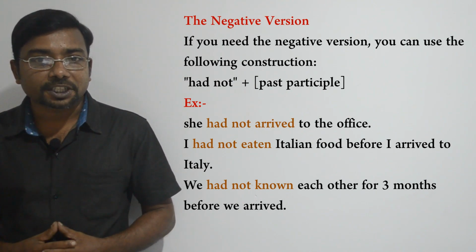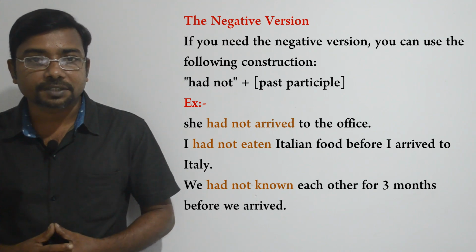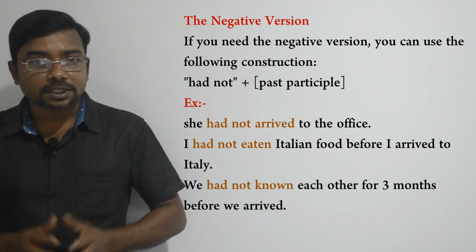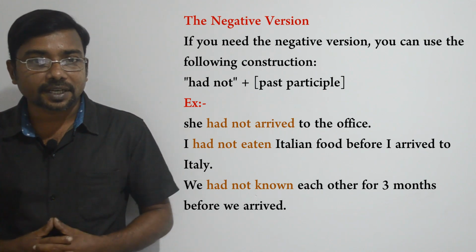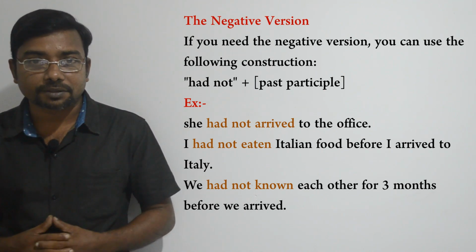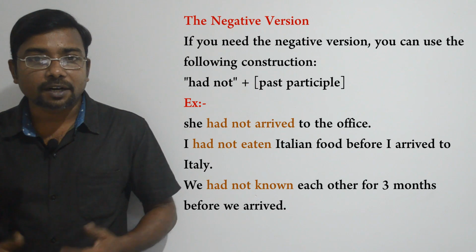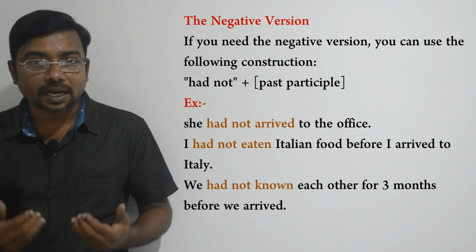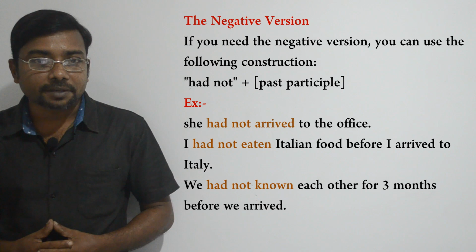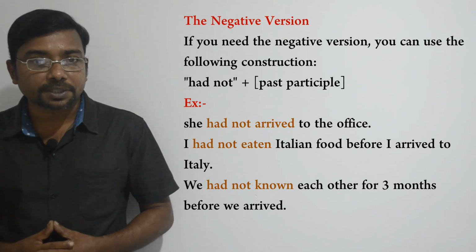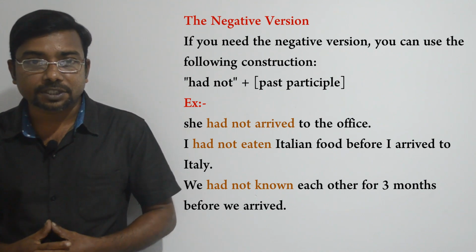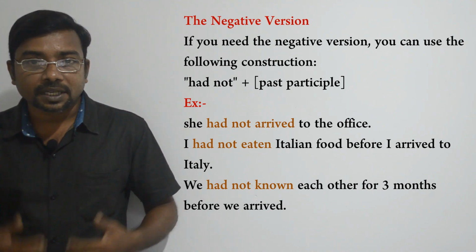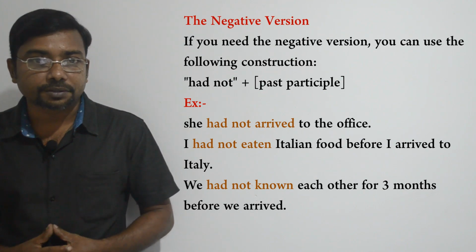Okay, look at the first example. She had not arrived at the office. Here we use not between the auxiliary verb had and the verb past participle form arrived to indicate a negative statement. Look at the next one. I had not eaten Italian food before I arrived in Italy. Here also we use not between had and the verb past participle form eaten to indicate a negative statement.